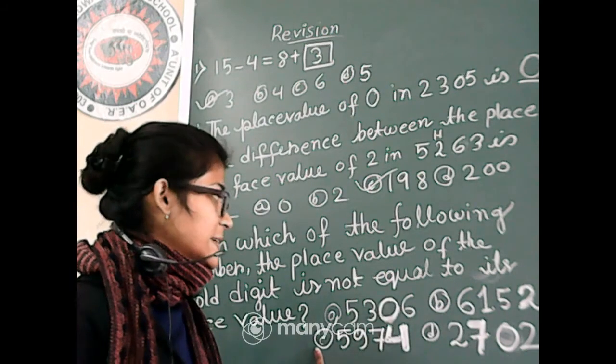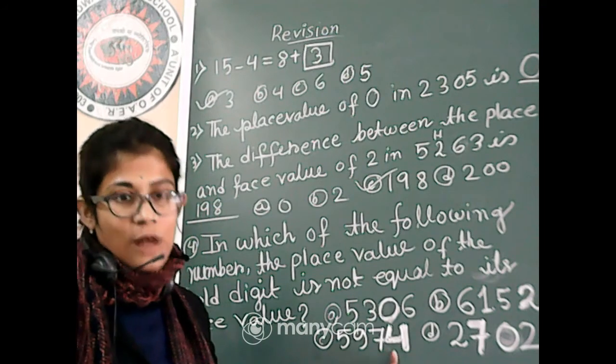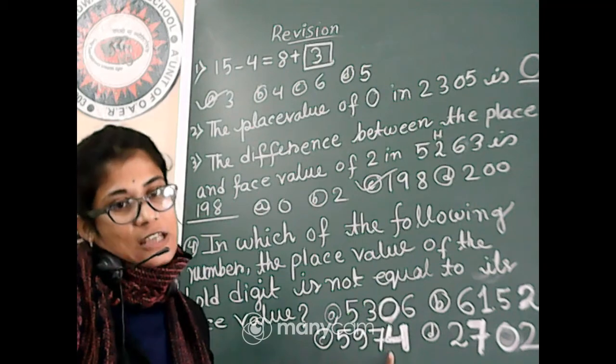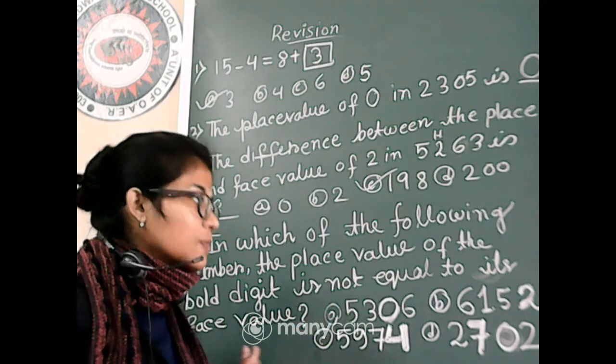Now number C. Here also the bold digit 4 is in the ones place. So its place value is 4 and the face value is also 4. So it will also become equal. So it will not be the answer.